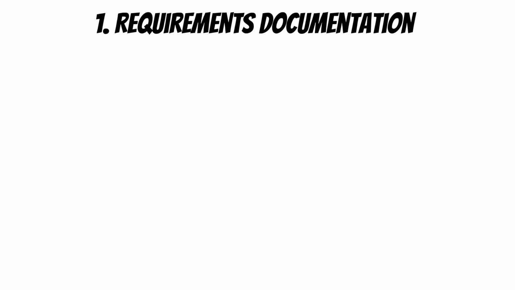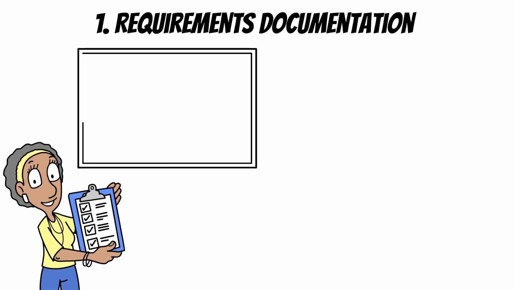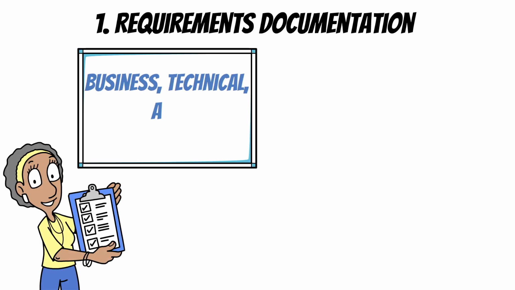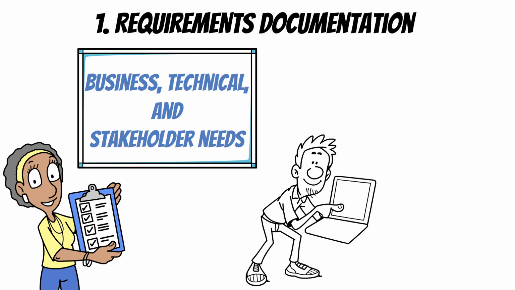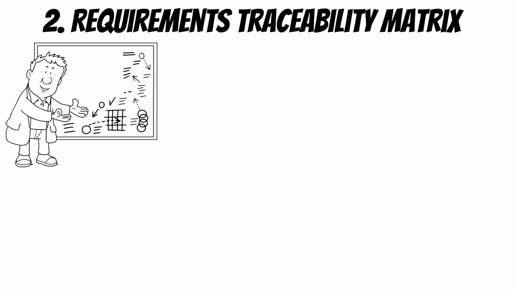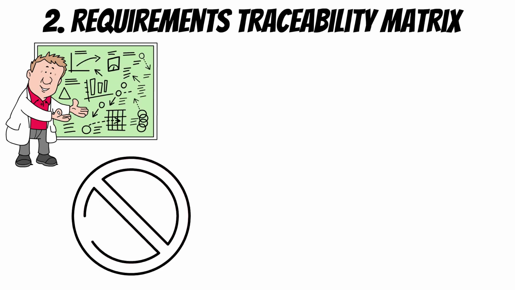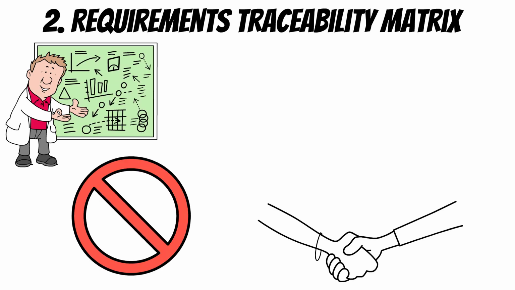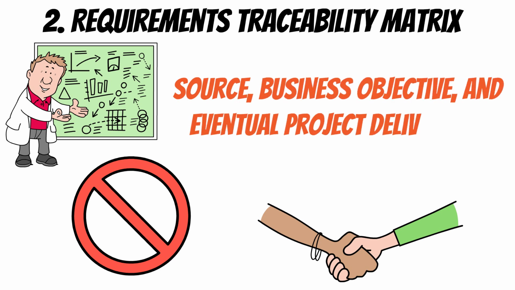These are 1. Requirements documentation. A detailed record of all collected requirements, including business, technical, and stakeholder needs. This can be in the form of a spreadsheet, document, or database. 2. Requirements traceability matrix. A structured way to track requirements from origin to completion, ensuring nothing gets lost along the way. This matrix links each requirement to its source, business objective, and eventual project deliverable.